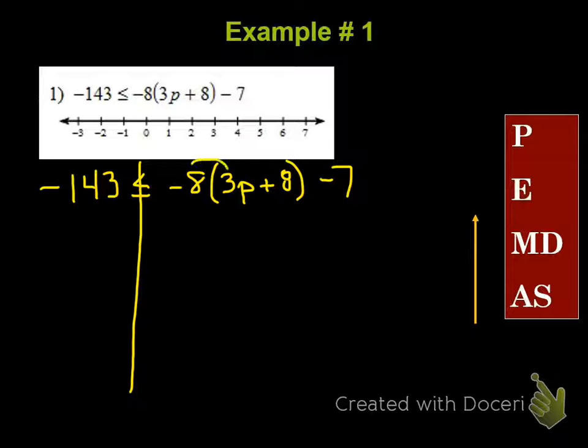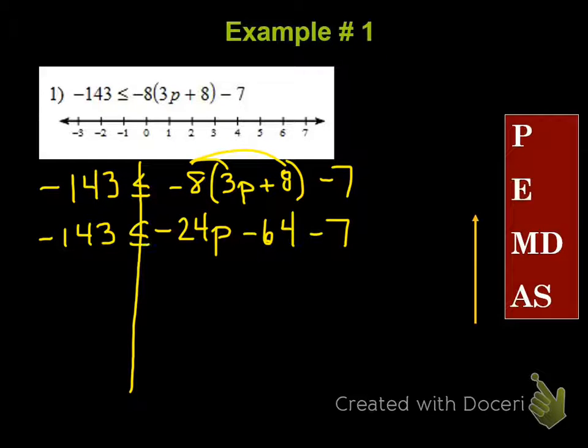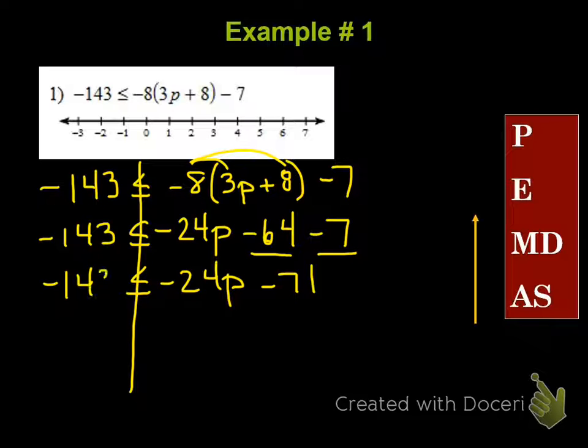So we need to distribute here. So I get negative 24p minus 64 minus 7. That stays the same because it's not inside the parentheses. We still have negative 143 over here. So now I'm going to combine some things. So over on the right hand side I have like terms here. Negative 64 minus 7 is negative 71. So I have negative 24p minus 71. And over here I still have negative 143.